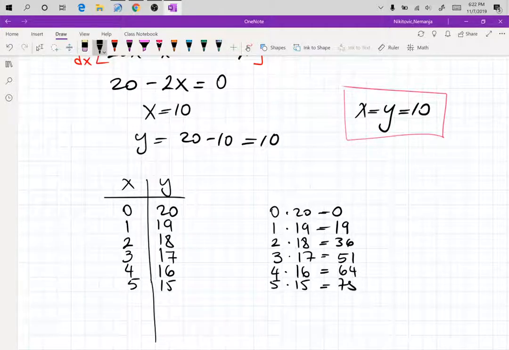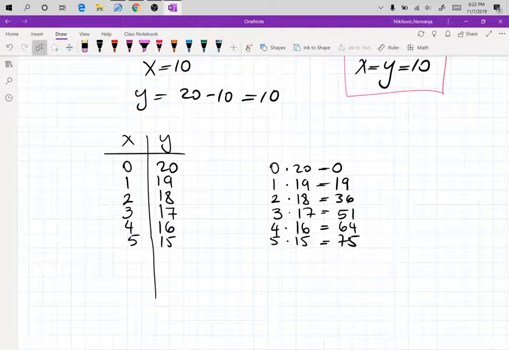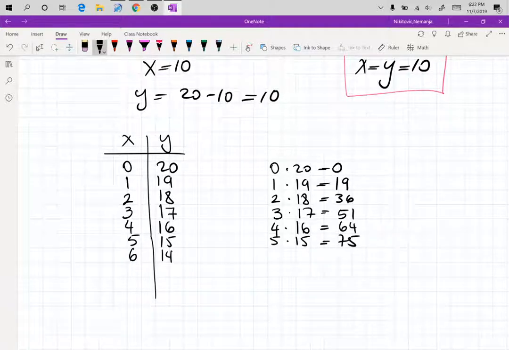So as you can see, the product is constantly rising. Each pair that I have on the chart always adds to 20, because that's our constraint. The constraint says that x and y must add to 20. So here they are. Now, 6 times 14.